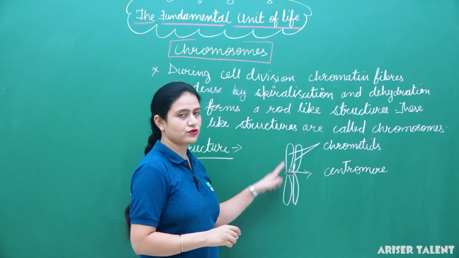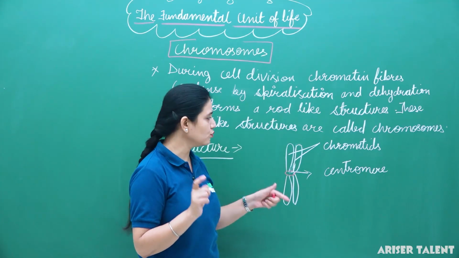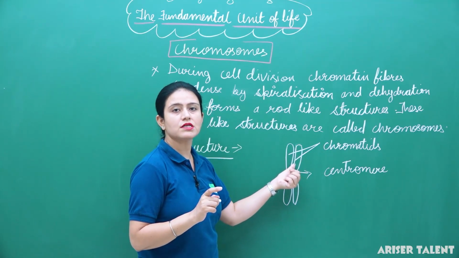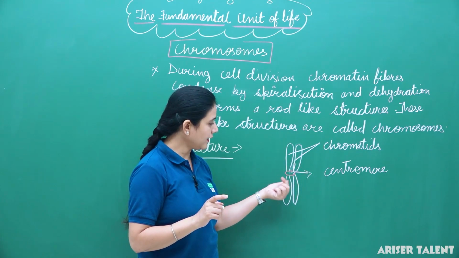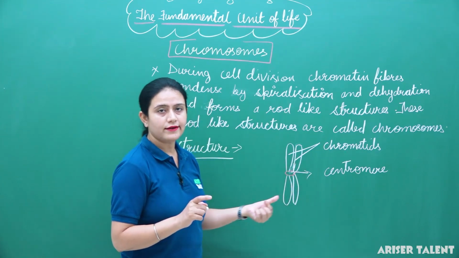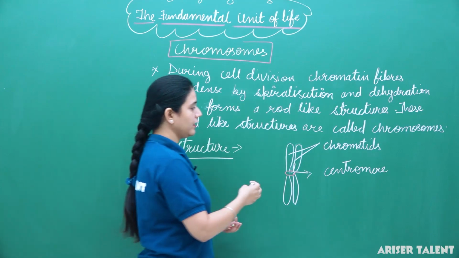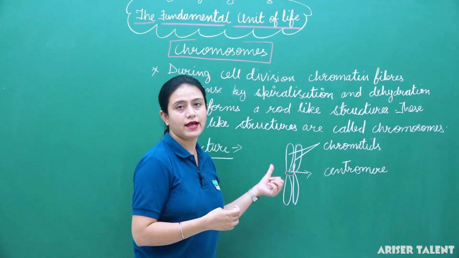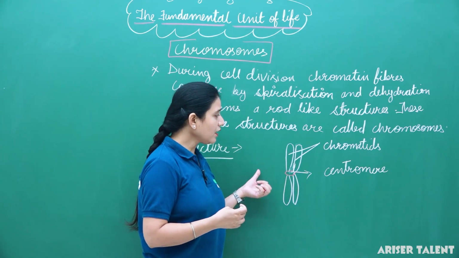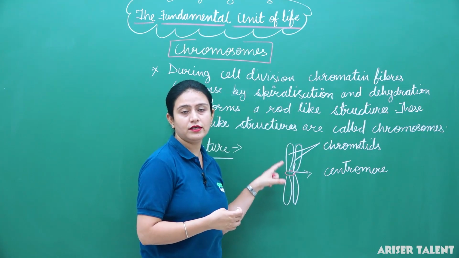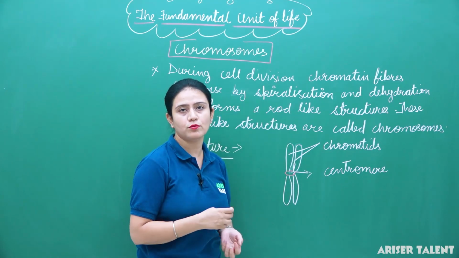This rod-like structure is known as a chromosome, which has two parts. The arms are known as chromatids and the light colored center part is known as the centromere. Generally it contains what? It contains DNA and protein. And generally these chromosomes contain hereditary information in the form of genes.